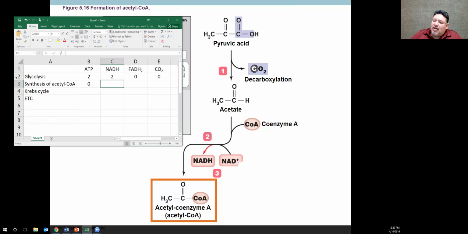But remember, here we're accounting for a sugar. And each sugar makes 2 pyruvic acids. So if each pyruvic acid makes 1 NADH, then each sugar makes 2 NADHs. So we're going to put a 2 right there. How many FADHs? None. We didn't make any. Too bad. How much carbon dioxide? Well, apparently we got rid of 1 here. See that? But remember, that's per pyruvic acid. So 1 per pyruvic acid is equal to 2 CO2s. So we're going to put a 2 right there.